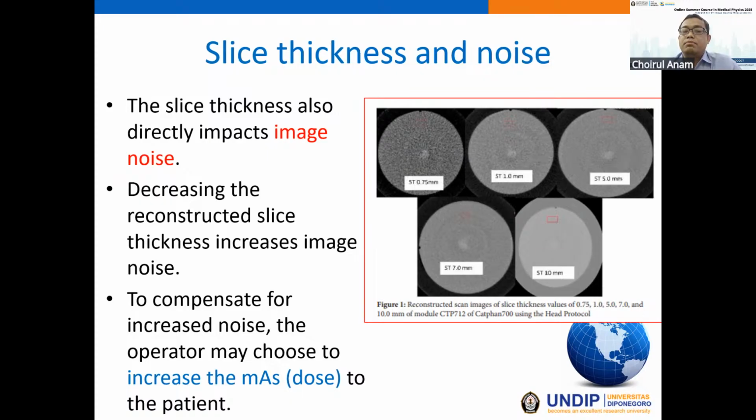If we use the smaller slice thickness, the number of photons reaching the detector will be lower, so the quantum noise will be higher. We can see from the images that with the smaller slice thickness, the image will be noisy. If we want to reduce the noise with the smaller slice thickness, we should increase the tube current, and it leads to a higher dose received by the patient.